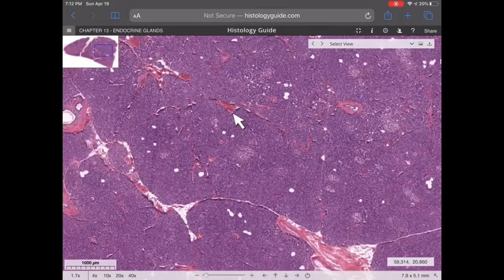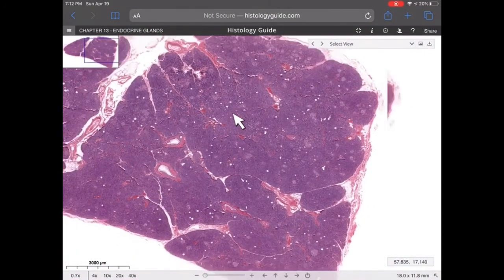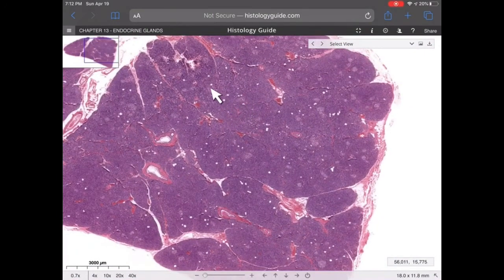So let's go find some other islets here. And if you zoom way out, you can actually see they're all over the place. So there's one, there's one, and there are many more. Here's a really nice one down here. You get the idea. So you're going to want to work on being able to find the pancreatic islets all by yourself.